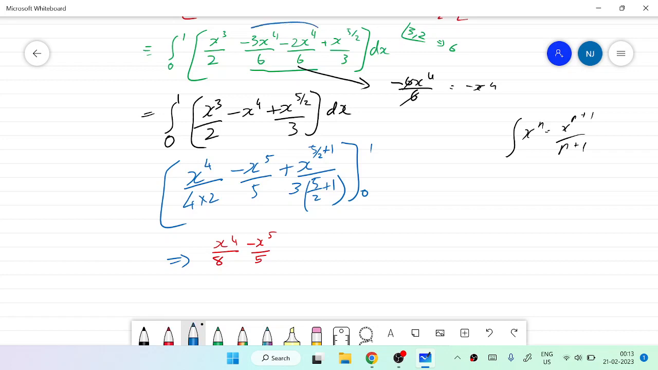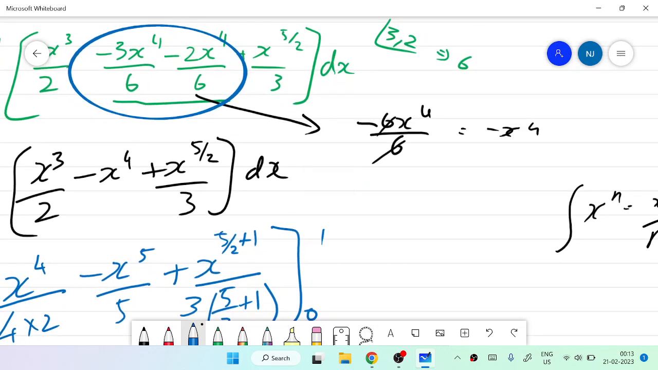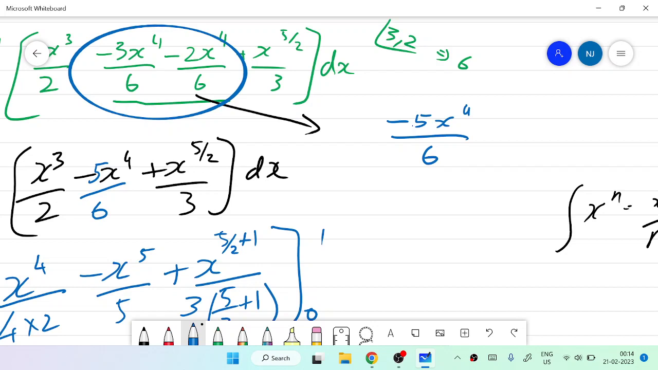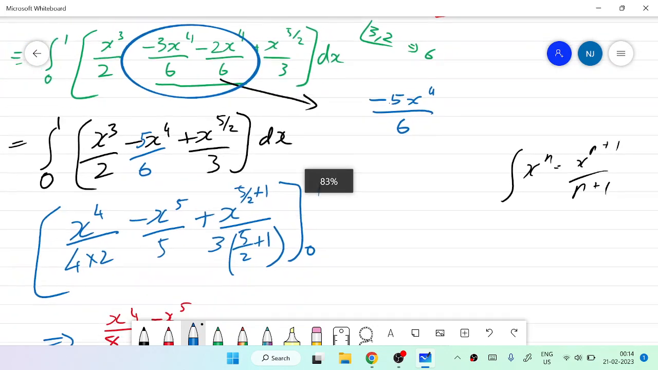when you add these two things, you will get what? Minus 3 minus 2, you will get minus 5, right? So what will come is minus 5 x power 4 divided by 6. Understood? So here I have to write minus 5 by 6. Okay, minus 5 by 6.